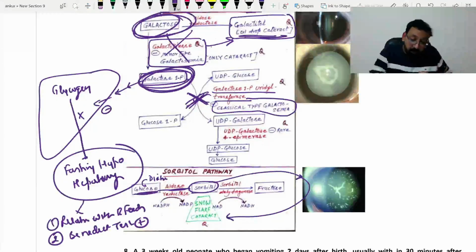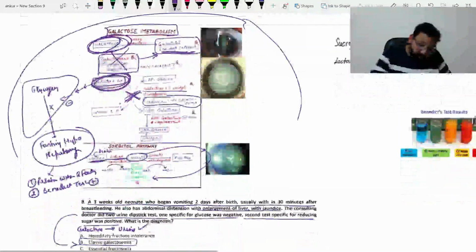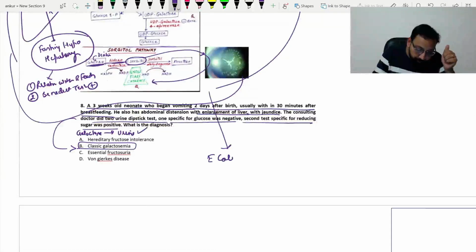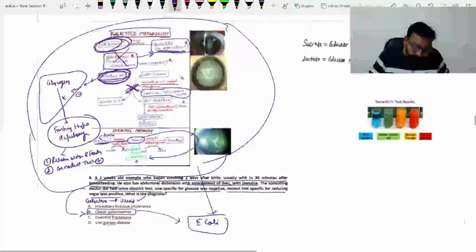Yes, this is integration. They will give you all the symptoms of galactose metabolism disorder, and they will ask that this patient presented with sepsis, which organism usually causes sepsis in classical galactosemia. Think in your mind: E. coli. These patients of classical galactosemia are predisposed to sepsis by E. coli, septicemia by E. coli.